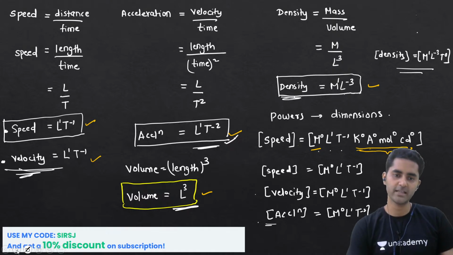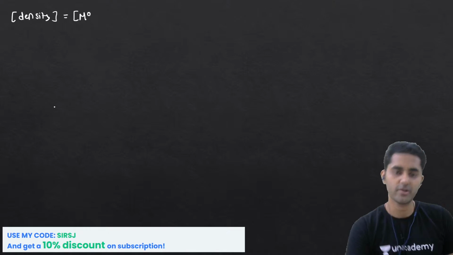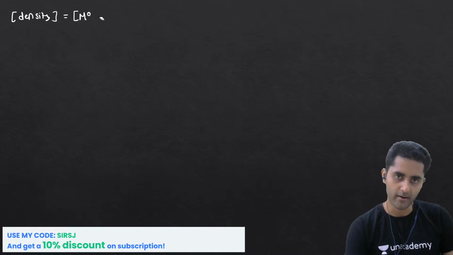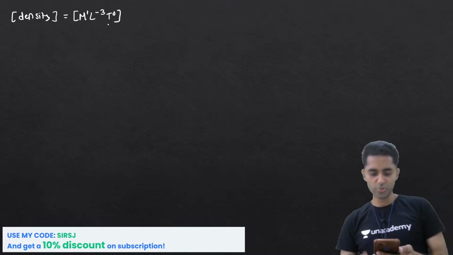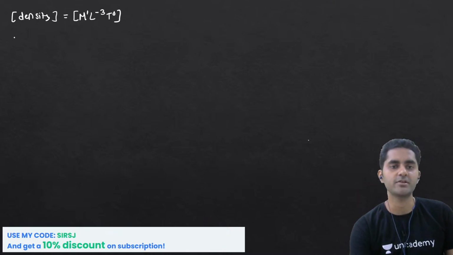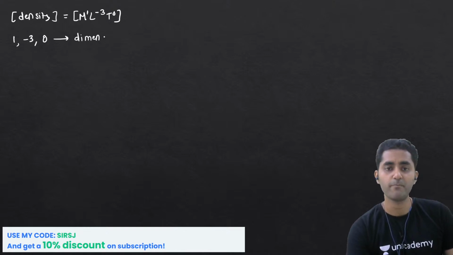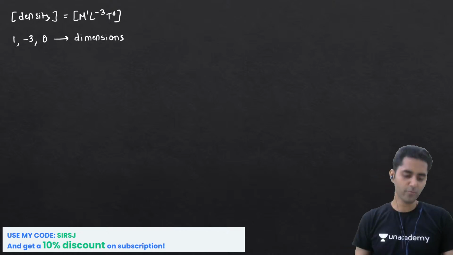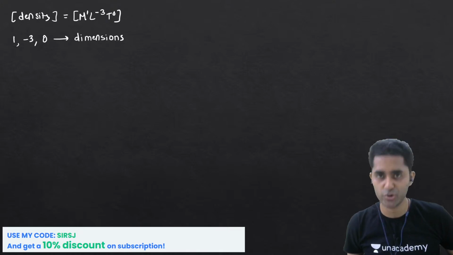Now, I just told you that these are the dimensions. Suppose I write that the dimensions of density are M1 L minus 3 and T0. These powers, 1, minus 3 and 0, are the dimensions. So powers are the dimensions, and you also have to mention 1 in mass, minus 3 in length and 0 in time.